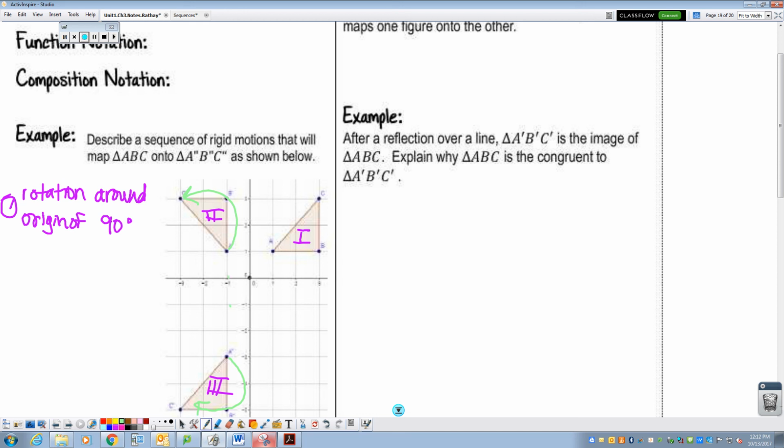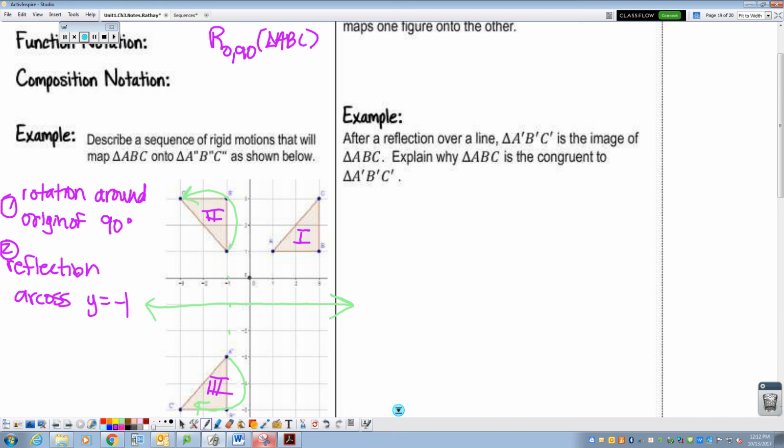So 1, 2, 3, they are 4 boxes apart. My line of reflection must be right here. So this is a reflection across the line y equals -1. And Belle is about to write, so I have to quickly get this into function notation. First, I did a rotation around the origin of 90 of triangle ABC. Then I took that triangle, so I'm going to put that whole thing in parentheses. Then I reflected that triangle across the line y equals -1.